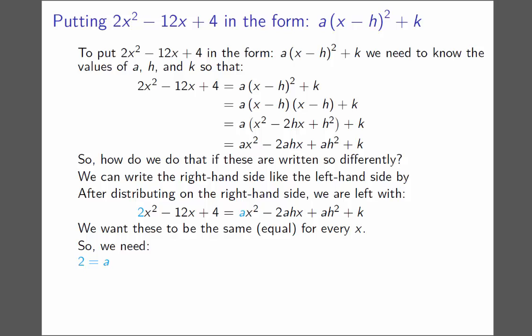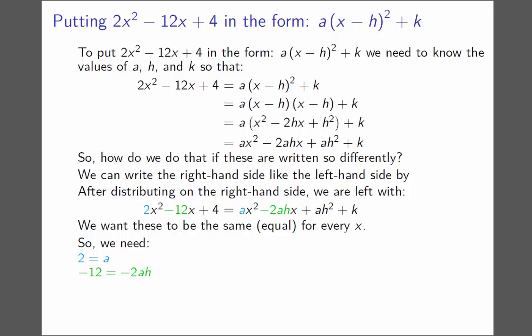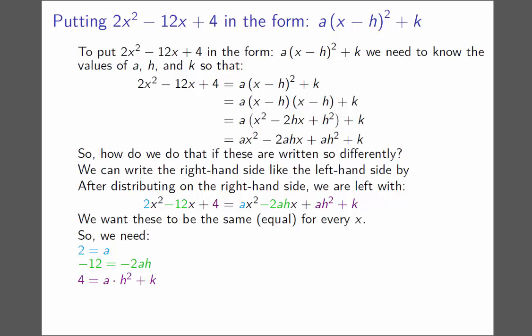How about our coefficient of x? On the left, our coefficient of x is negative 12, while on the right, our coefficient of x is negative 2 times ah. Again, we want these to be the same, so we need negative 12 to equal negative 2ah. And finally, we have to do this for the constant. On the left, our constant is 4, but on the right, our constant is ah squared plus k. Again, we need them to be equal.